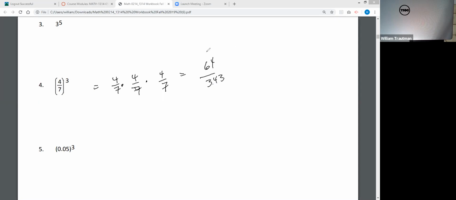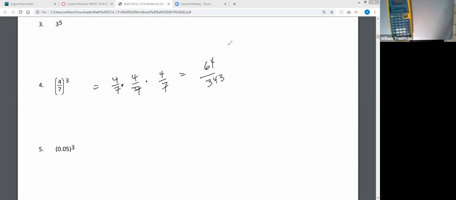I'm going to put it in my calculator. 64 divided by 343, and it doesn't reduce. 64 over 343. By the way, this brings up a really good point. 4/7 to the third power. 4/7 to the third power.